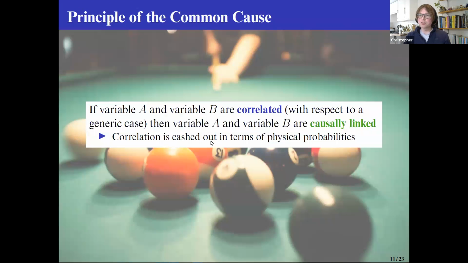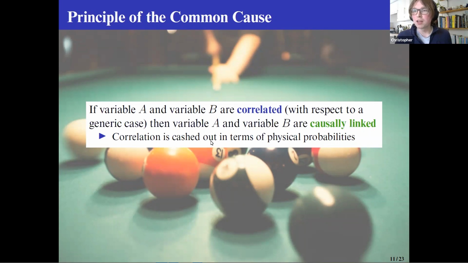There are many different ways in which you can state the principle of the common cause. Here's the one that I happen to think is most defensible. If you've got a variable A and another variable B, and they're correlated with respect to a generic case, then those two variables are causally linked. So for example, if inflation and economic output are correlated with respect to the generic case of a modern capitalist economy, then inflation and output are causally linked for modern capitalist economies.